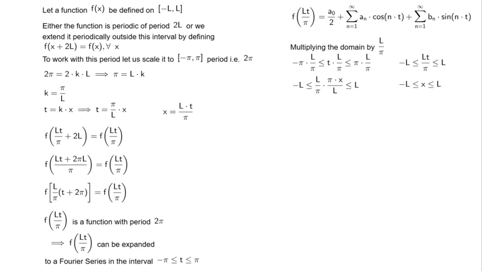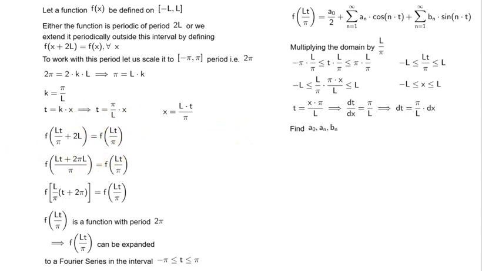Now, remember, when we do integration for a0, an, bn, the interval is minus pi to pi dt. Now, that dt has to be converted to dx. So, we know t is equal to pi by L times x. Let's differentiate this with respect to x. We get dt by dx is equal to pi by L, which implies dt is equal to pi by L times dx.